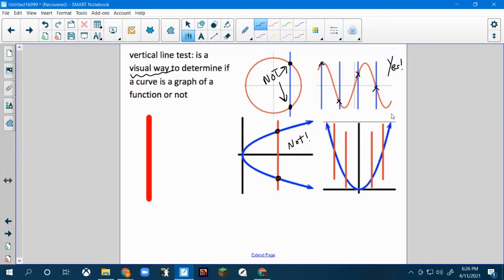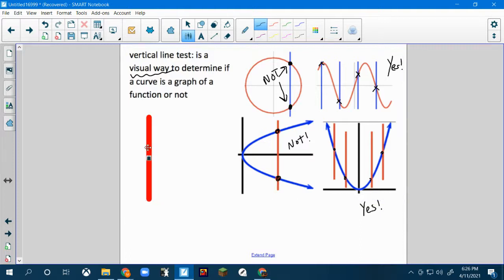And finally, we've got our blue graph here. We've got our red vertical lines. Notice that it touches one time here, one time here, one time, one time, one time. It only touches one spot at a time, never more than once. Yes, that is a function.